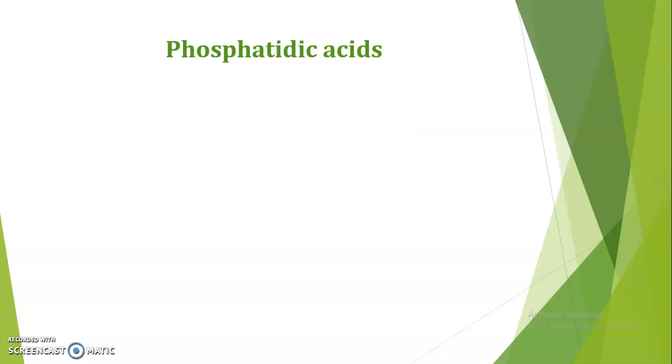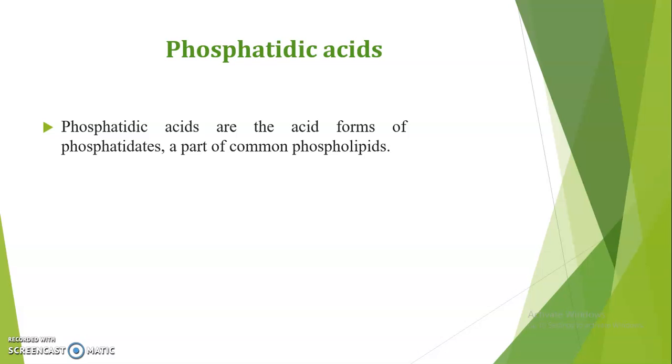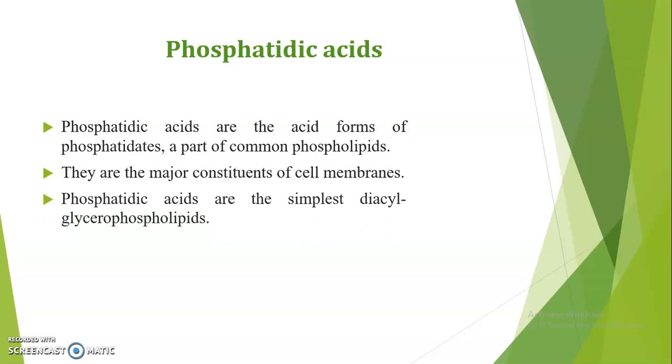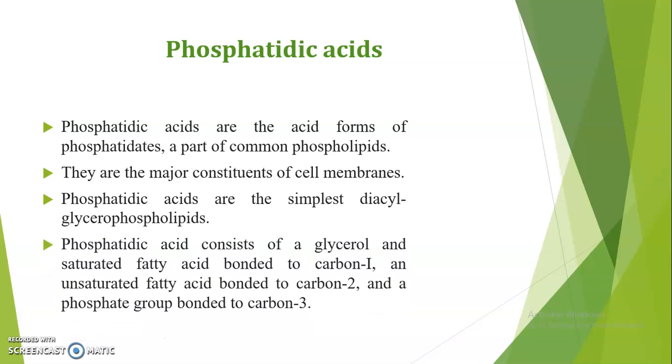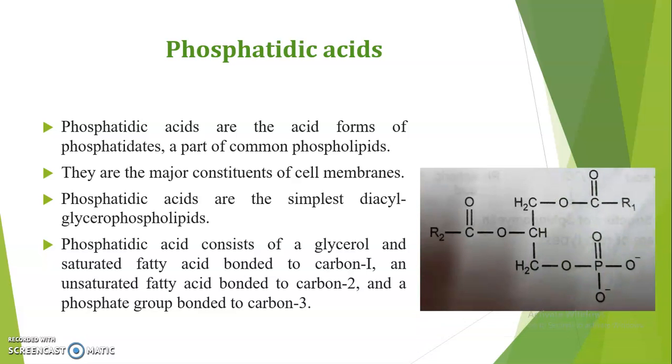So today's first compound lipid that we are going to study is phosphatidic acids. These phosphatidic acids are the forms of phosphatidates, which are part of phospholipids. They are a major constituent of the cell membrane, and phosphatidic acids are the simplest diacyl glycerophospholipids. The structure of phosphatidic acid is like this.